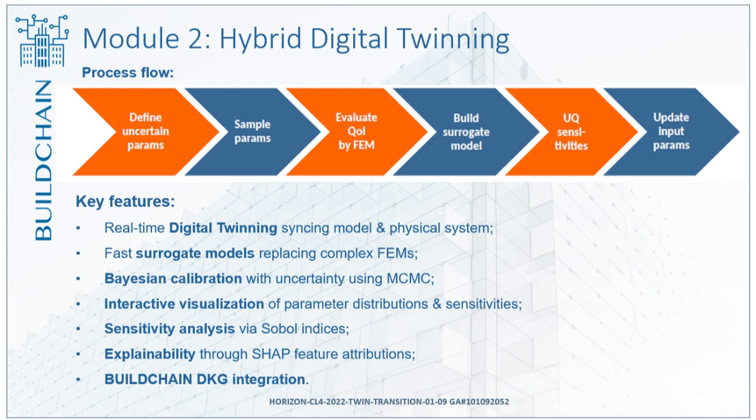This module guides you through defining uncertain parameters, sampling them, and evaluating quantities of interest using finite element models. It then builds fast surrogate models to replace complex simulations, enabling real-time digital twinning that syncs the model with the physical system. Using Bayesian calibration with MCMC, it updates input parameters while quantifying uncertainty. The module offers interactive visualizations of parameter distributions and sensitivities, performs sensitivity analysis with Sobol indices, and explains model predictions through SHAP attributions. Plus, it integrates seamlessly with the BuildChain DKG for enhanced data management.